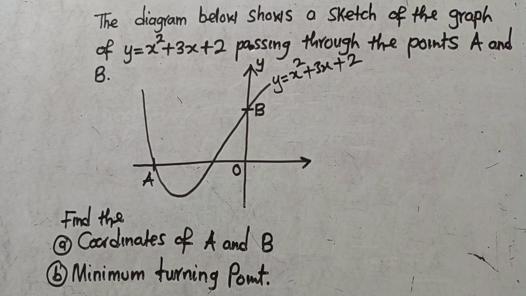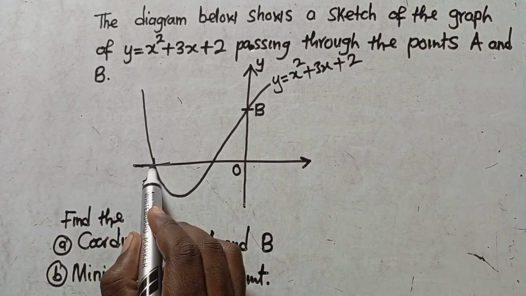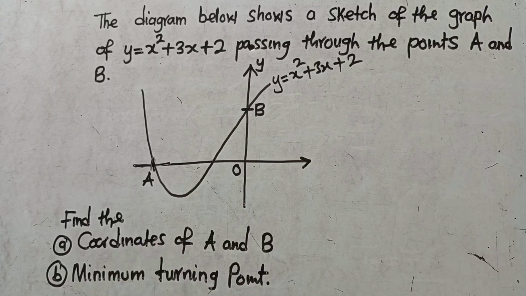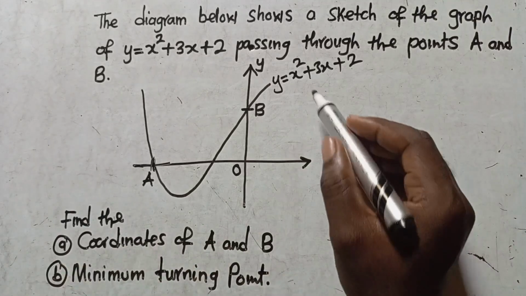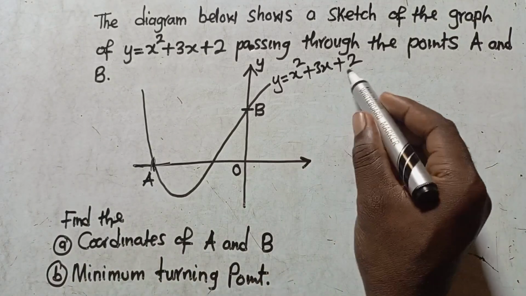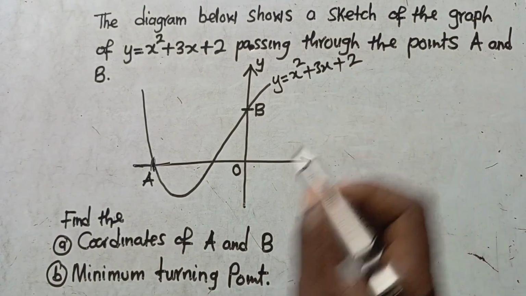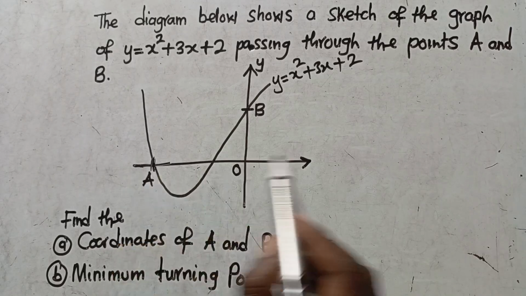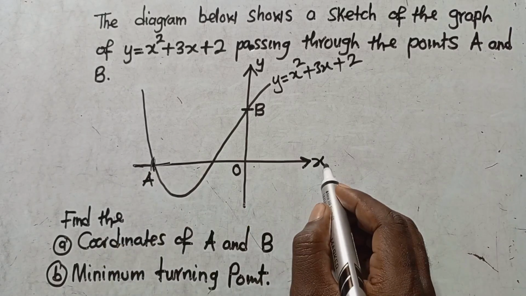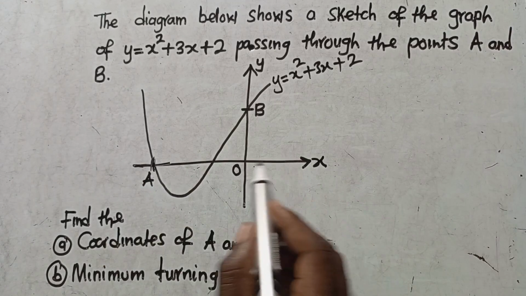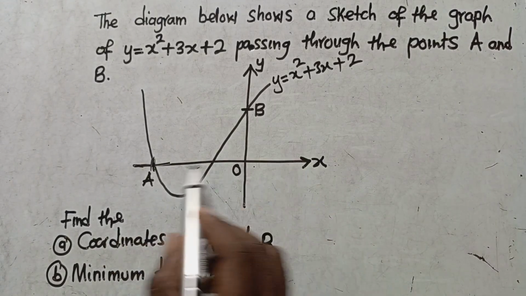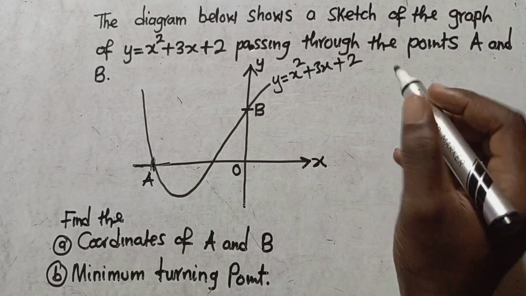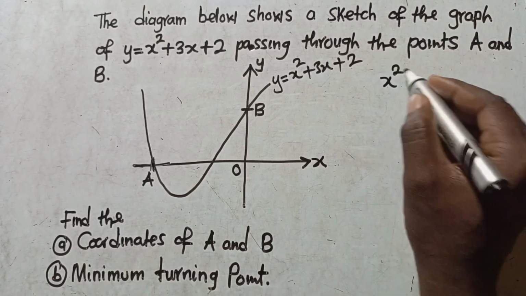For you to be able to find these two coordinates, there is something you are supposed to know. First of all, we'll start by finding the coordinates of A. How can you find the coordinate of A? You need to get this particular equation, then solve it, because you know that this point is along the x-axis. This is the x-axis. And you know that on the x-axis, the value for y is 0.